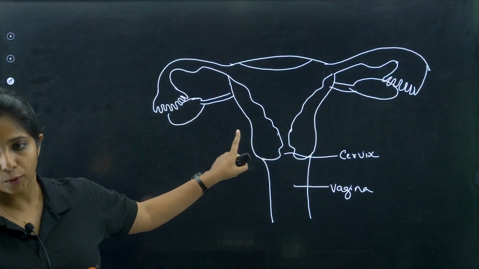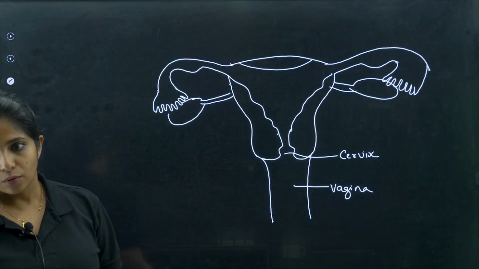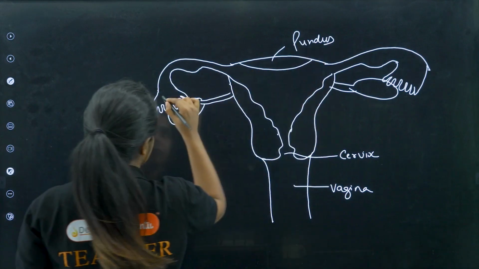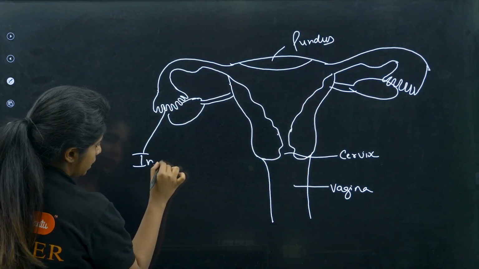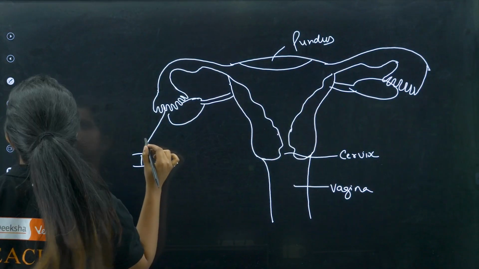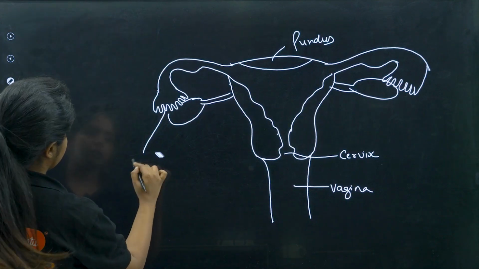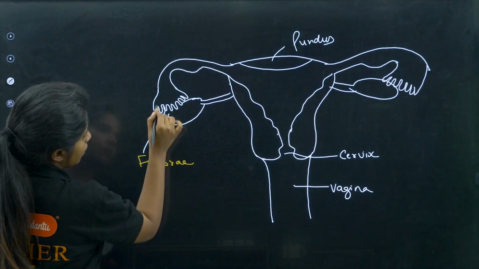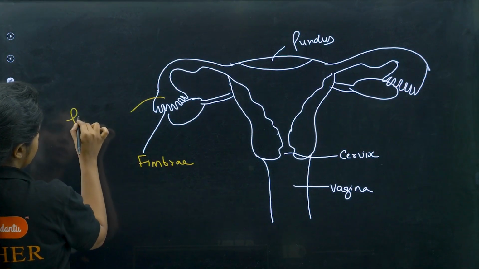Up over here, the uterine wall is going to be made up over here, and that's how you draw it. This is the fundus. This is what? Okay, just a second. This is what? Fimbriae. Fimbriae is a part of what?